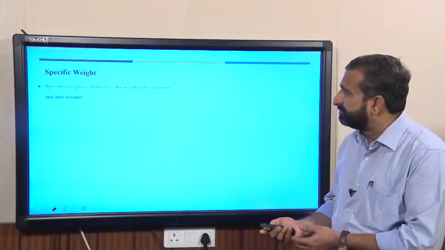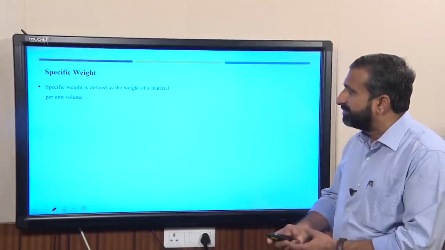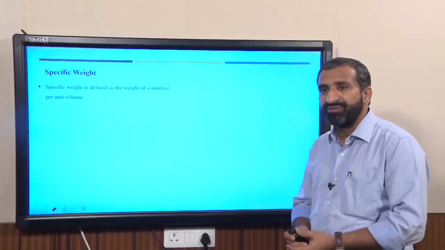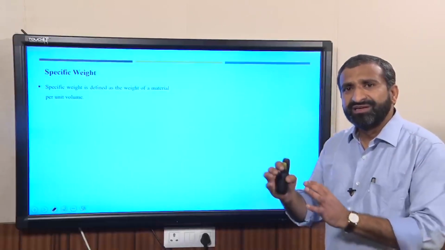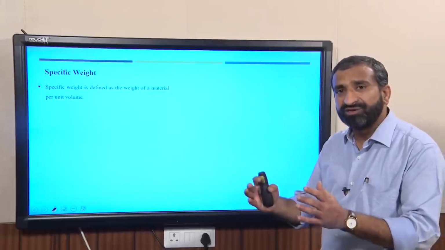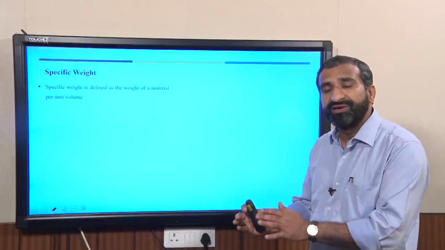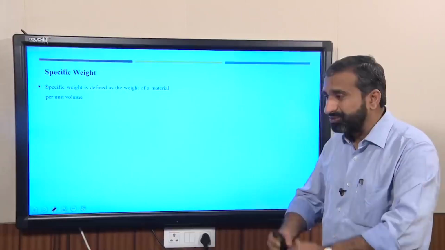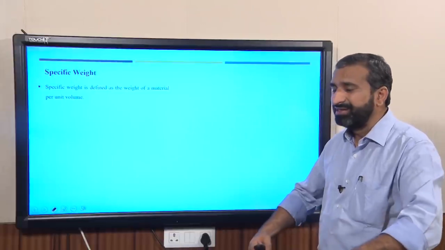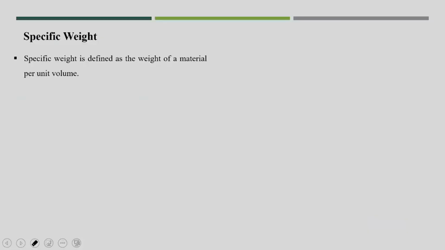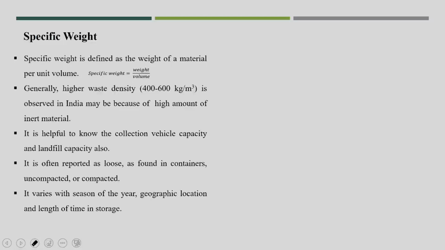Now, another parameter in the physical characterization is specific weight or density. This is very important to know the volume. When we talk about solid waste, we normally talk in terms of weight, but the volume is also very important to know how much area will be required at the disposal site, that is, how much land will be required. For that we need to know the density or the volume of the solid waste, and specific weight or density is calculated as weight by volume.